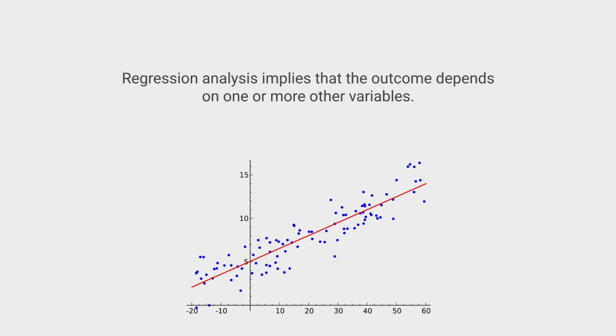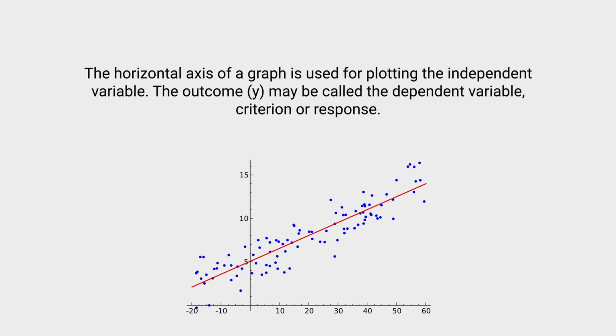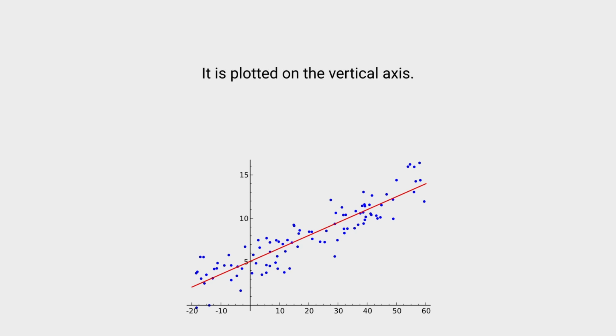So this is a way by which we are going to do that, and regression analysis implies that the outcome depends on one or more other variables. So these are the constraints. If we go into the backdrop, when we covered correlation, there also we were finding the relationship between two variables, but here the outcome depends on one or more other variables. So X is the predictor, prognostic, explanatory, or independent variable, and the horizontal axis of a graph is used for plotting the independent variable, and the outcome may be called the dependent variable, criteria or response, and it is plotted on the vertical axis.